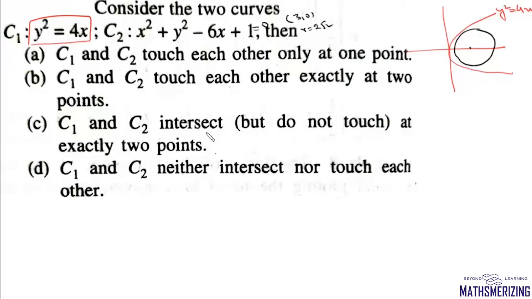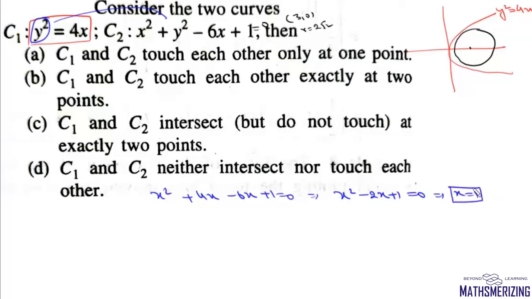So first thing that we'll do is we'll find the points of intersection. So what I'll do is I'll eliminate this y square. So we can write this as x square plus 4x minus 6x plus 1 equals 0. So we can write this equation as x square minus 2x plus 1 equals 0. So from here we'll get only one value of x, and that is x is equal to 1.